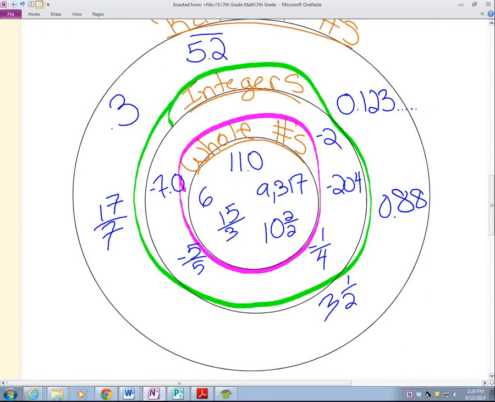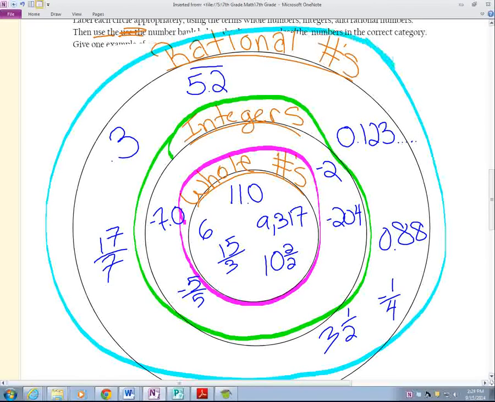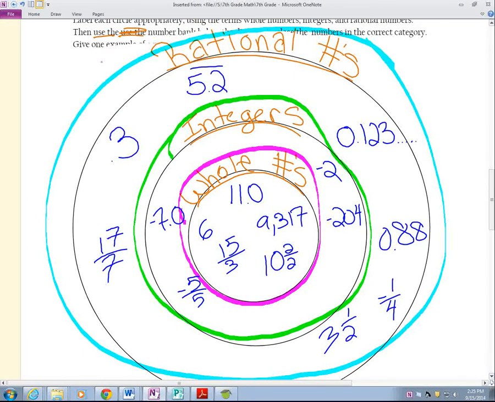Now, actually, you know what? This negative 1/4 needs to be outside of it. Then everything that's blue, these are all rational numbers. Some of them are integers, some of them are whole numbers. Now, can anybody think of a number that cannot be represented as a fraction, as it says in your definition of a rational number? It says all numbers that can be represented as a fraction. What is one that cannot be represented as a fraction? Can you guys think of any numbers?